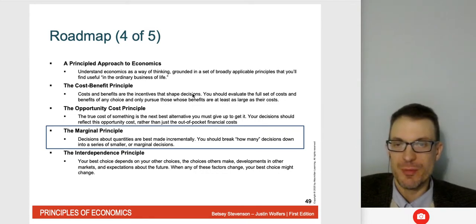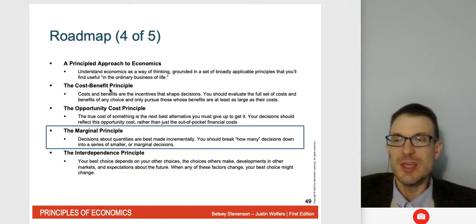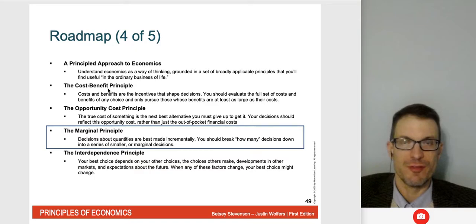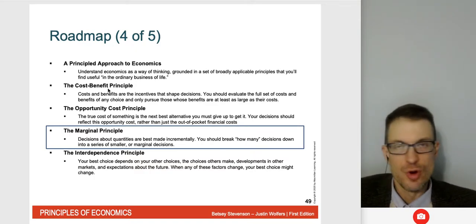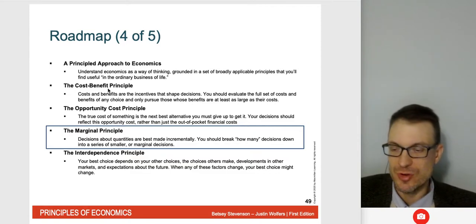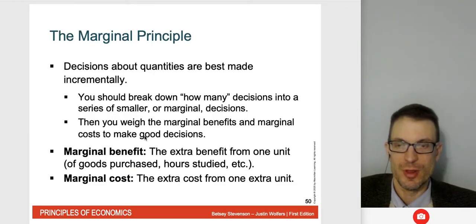The cost benefit principle is telling us we should evaluate the full set of costs and benefits. In particular, we should pay attention to opportunity cost, which then invokes principle 2. We see there are interrelationships between these. The key with the cost benefit principle is we want to identify what are the relevant benefits, what are the relevant costs, and then make that comparison. Ignore sunk costs, identify opportunity costs, and so on and so forth. That's the cost benefit principle. What makes the marginal principle specifically the marginal principle is that you're thinking incrementally. You're thinking about the additional benefit versus the additional cost.